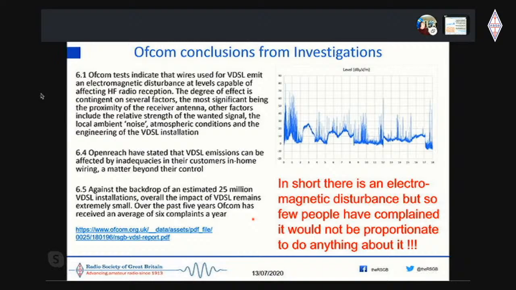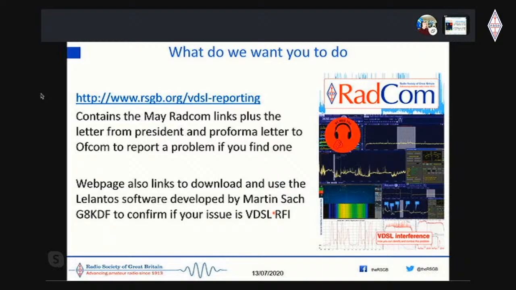So we thought, what do we do next? And as you've probably seen recently, we put an appeal from the president into RADCOM. The link up there, VDSL reporting on the website, tells you everything I've told you about how to do it. It also contains information about the sort of things you need to report. It gives you links to the software, allows you to run it yourself. So all you need to do to run that software is to make a simple recording on an SDR, either your own or somebody at your club or a friend who's got one, take half a second of recording, and then you can analyze it on your computer.